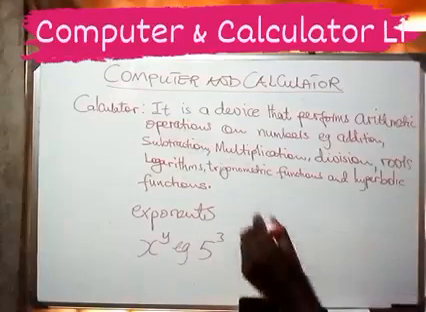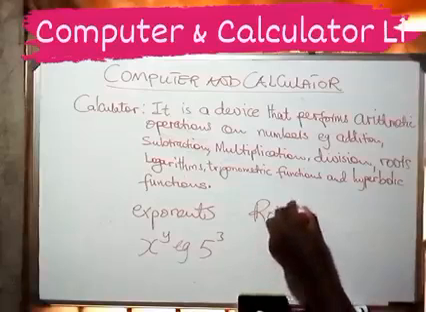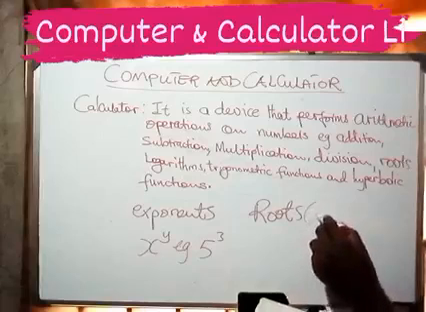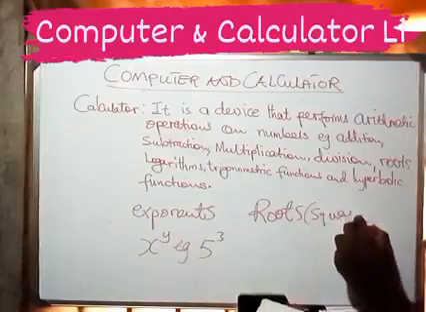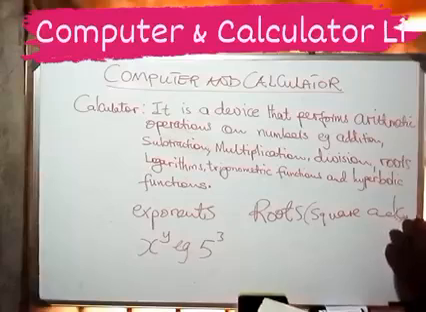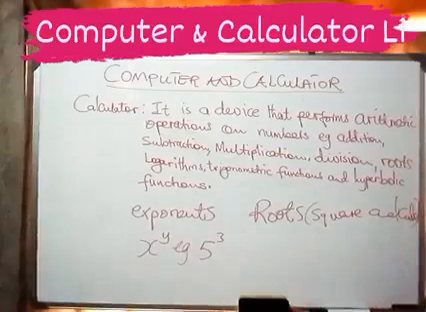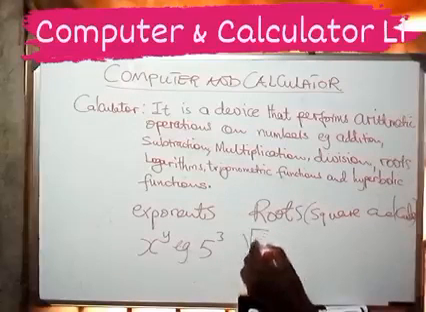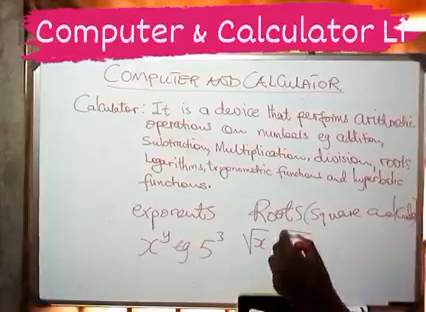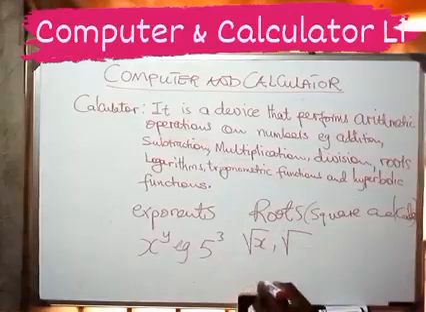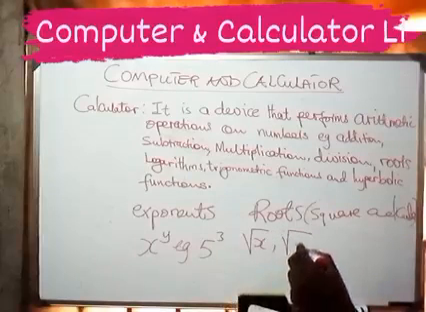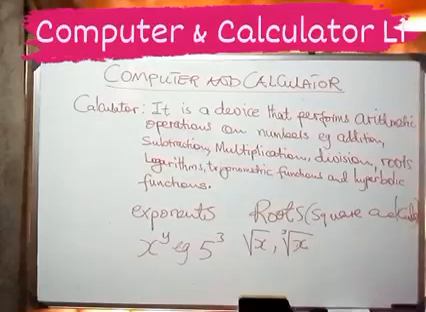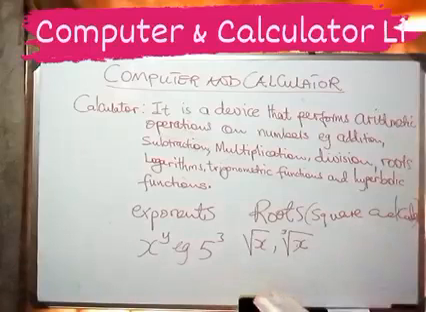Then we also have what we call the roots. Under the roots, we have the square root and the cube root. What is the meaning of this? If I do this, that is the square root. If I put my 3 there, that one will mean the cube root.